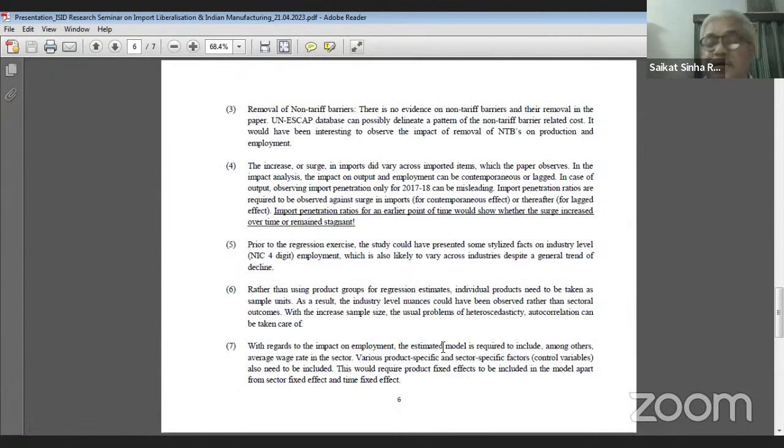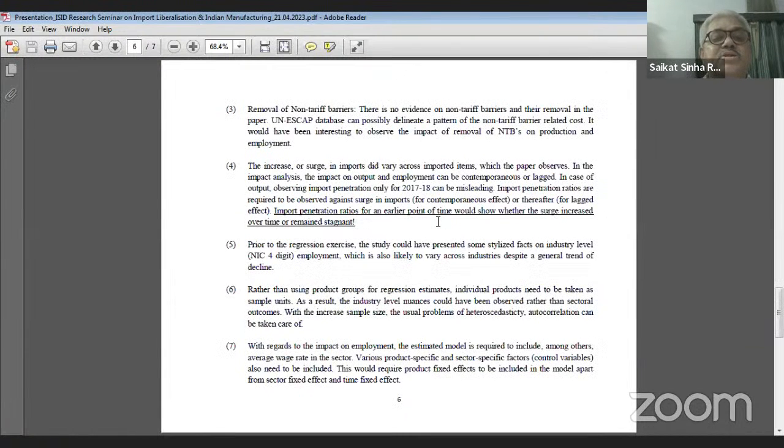Removal of non-tariff barriers. Incidentally, the paper mentions that much of the impact has come about with QR removals or the WTO IT agreement, but nowhere in the analysis is there any impact analysis of the removal of non-tariff barriers. There is no evidence on non-tariff barriers and their removal in the paper. The UNESCAP database can possibly delineate a pattern of the non-tariff barrier related cost. It would have been interesting to observe the impact of removal of NTBs on production and employment.